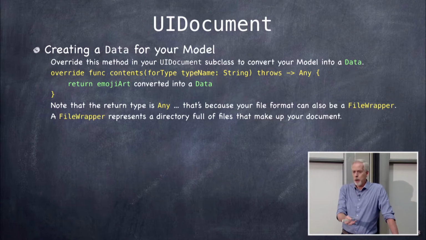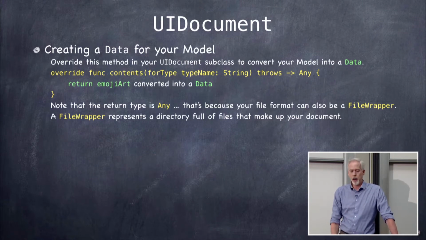And so how am I going to implement this method? Real easy. I'm going to use that archiving stuff and use a JSON encoder or something right here and create a data object, and I just return it. That's it. So this contents for type is often a one-liner.